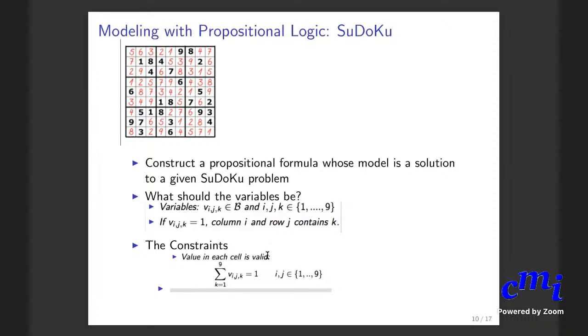Then if you take a conjunction of all those constraints, because you want all of them to be simultaneously true, then any such thing will be a satisfying solution. Now you can also then make it interesting.